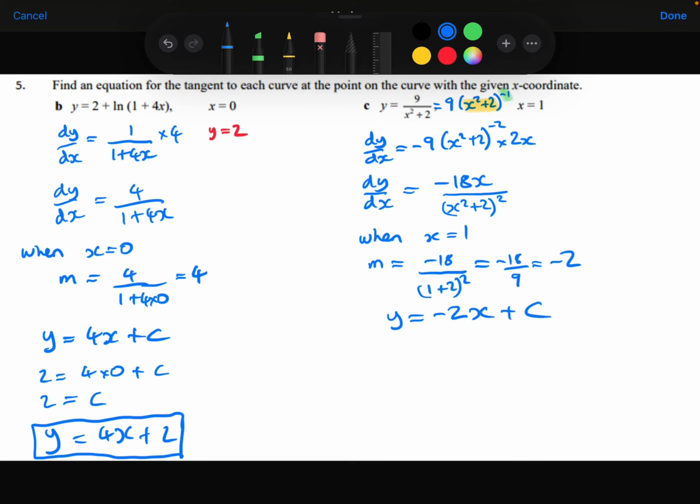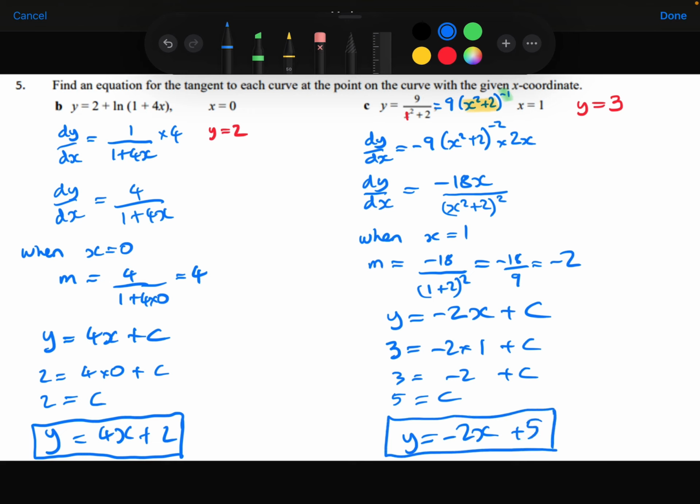And right, we now need the coordinates to substitute into this. So let's take our 1 and substitute it into this original function to get the y coordinate. So 1 squared is 1, add the 2 is 3, and 9 divided by the 3 is 3. Let's substitute that into my function here. And I find that c is 5. So therefore the equation of the tangent is y equals minus 2x plus 5. And that's that.